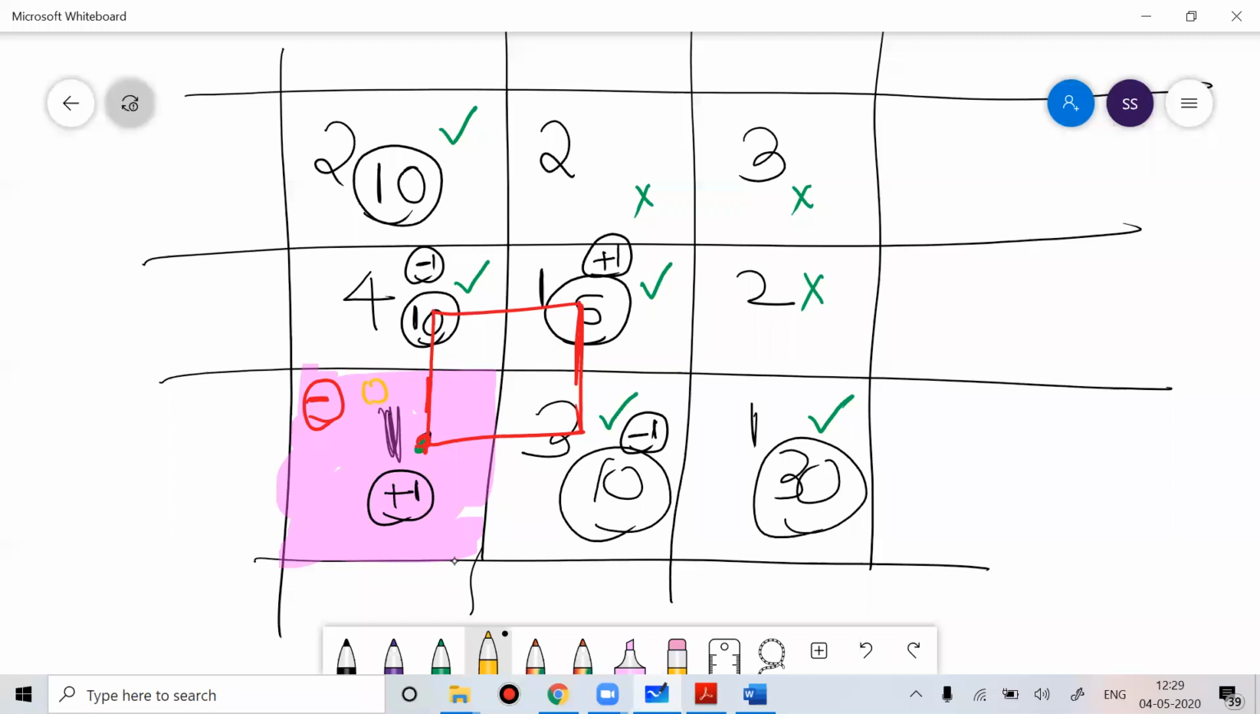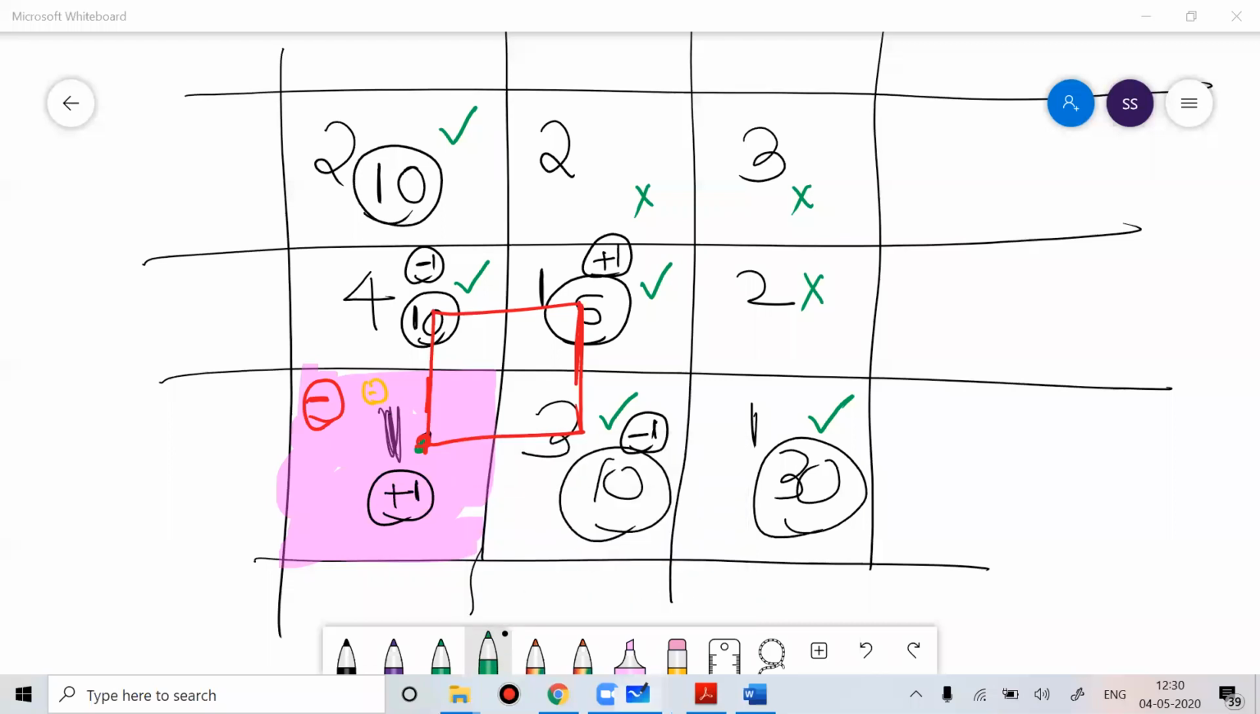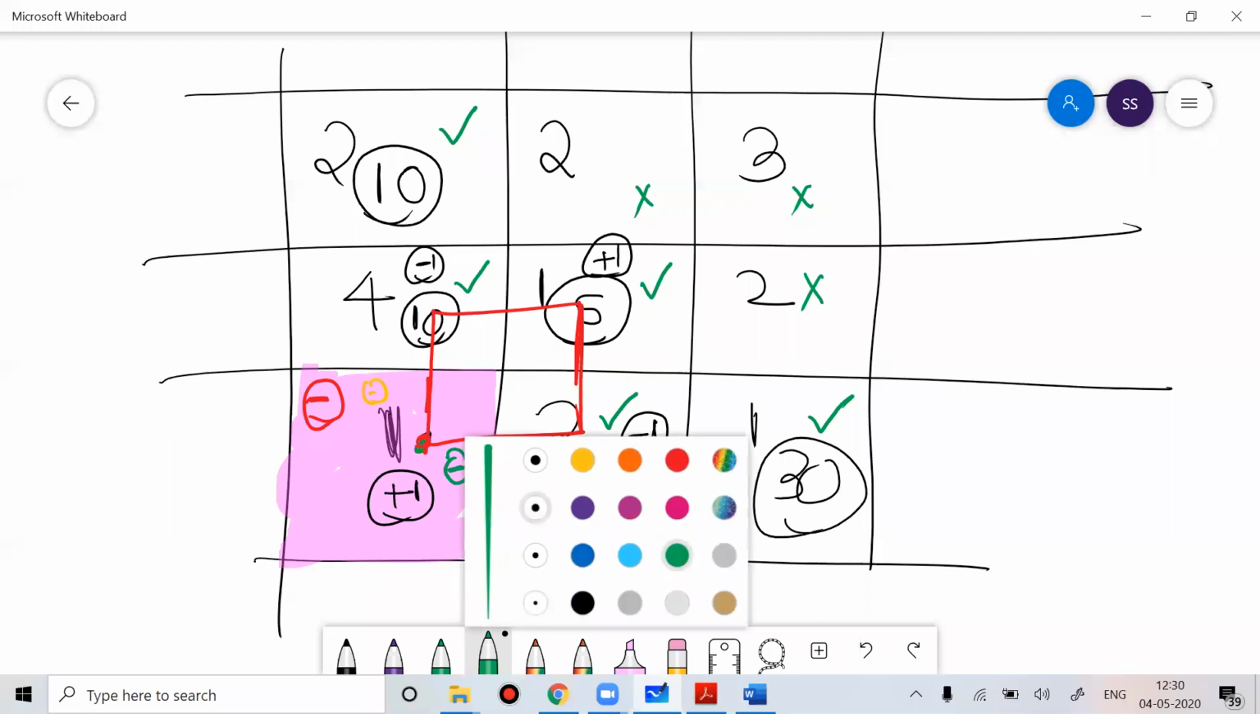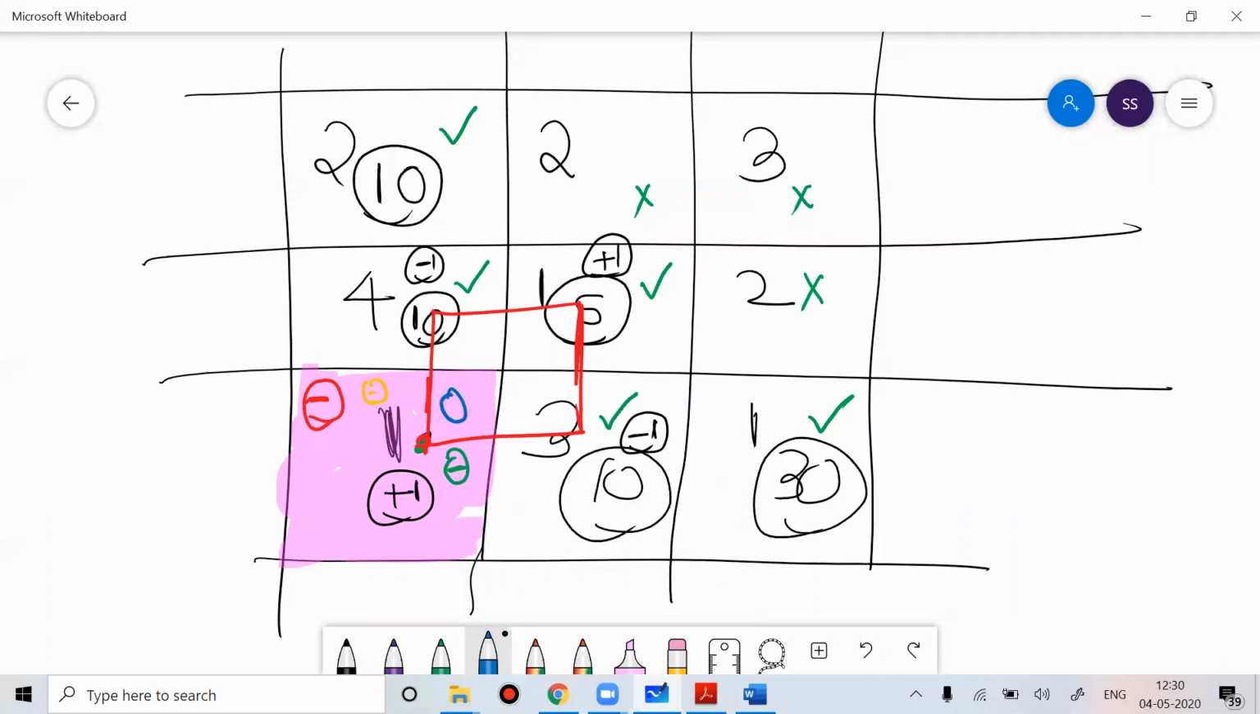So this you put as theta. Whatever cell you got negative, put that cell as theta. Whichever cell is negative, you put that cell as theta.